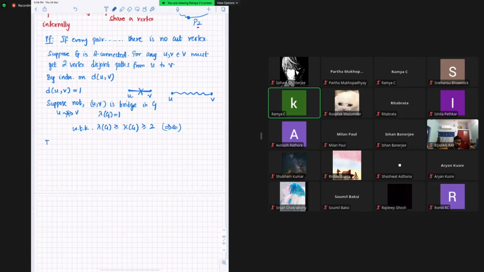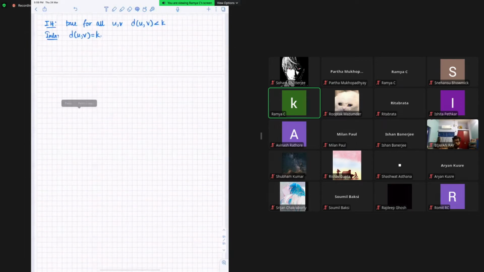Okay, so then we move to the inductive hypothesis. I'm going to assume the statement is true for all U and V whose distance is less than K. And now we are going to look at the case when the distance is K. So there is this vertex U, there is this vertex V, and there is a path from U to V of length K. Let's call this path P. So this path has length K.